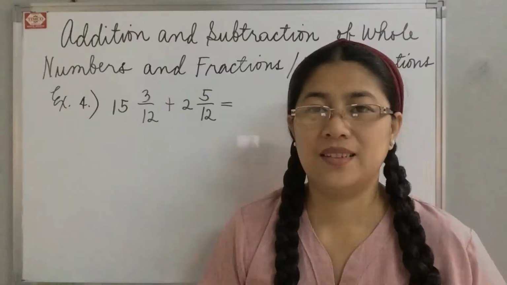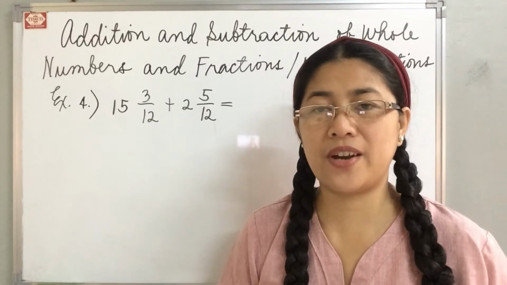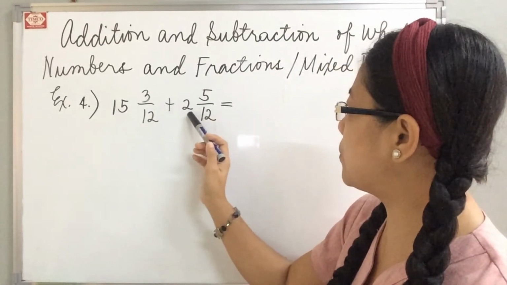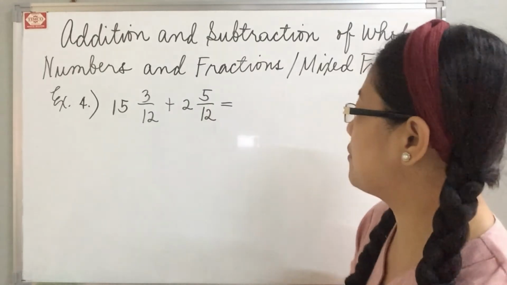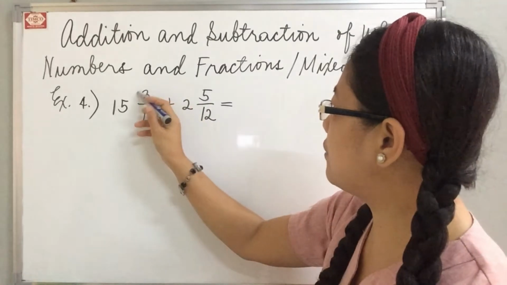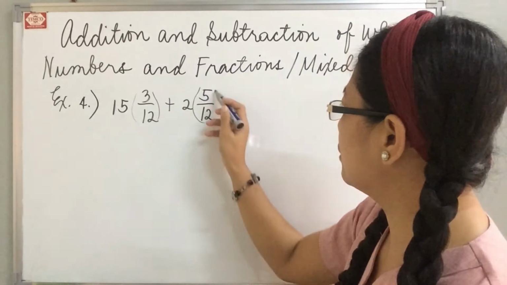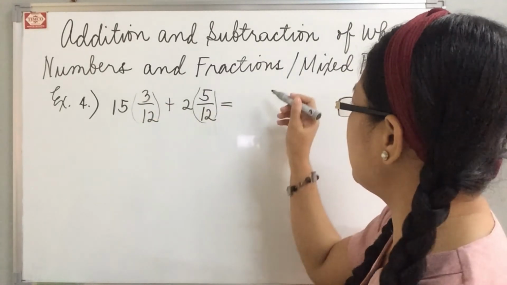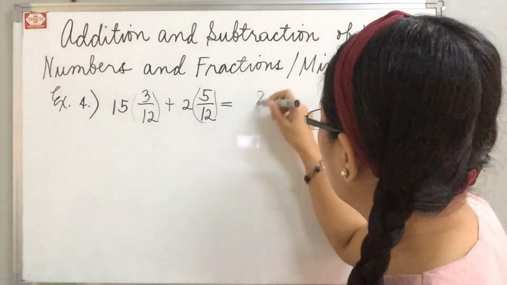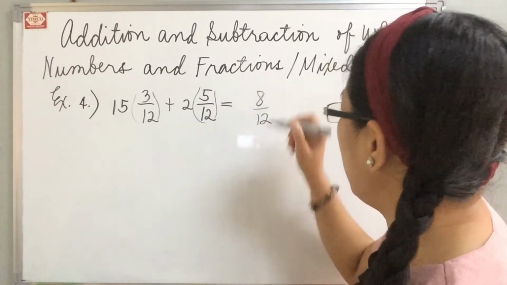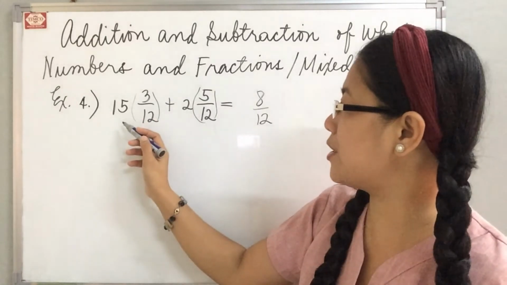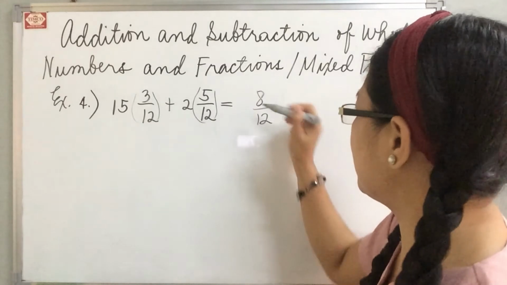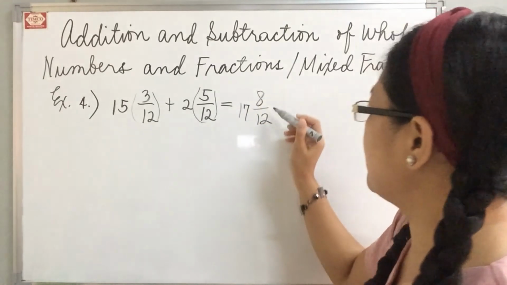Okay? Let's now have our fourth and final example. We have 15 and 3/12 plus 2 and 5/12. So let's have the fraction first. 3 plus 5, that is 8 over 12. And let's now have the whole number. 15 plus 2, that is 17. So this is now our answer.